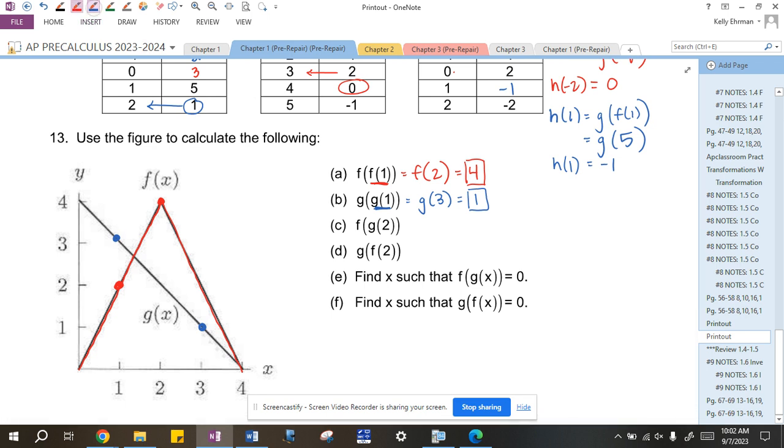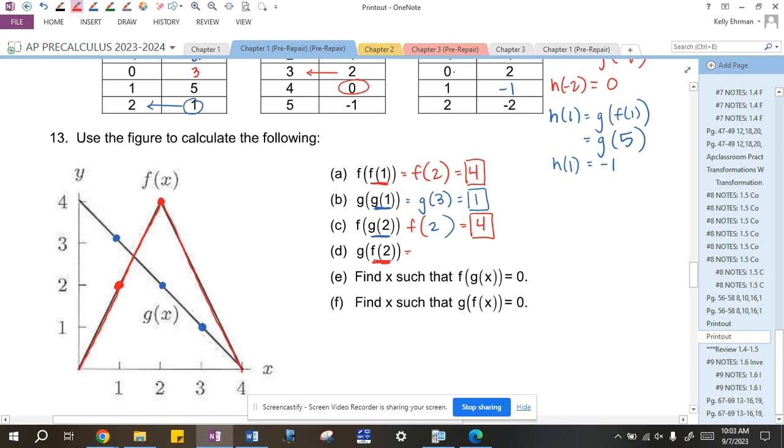Okay, starting on g. So we're going to have f of what? What is g of 2? So when I'm at 2, where do I land on g? I'm going to say it's about 2. Go to input 2. Where do you land on f? You land at 4.